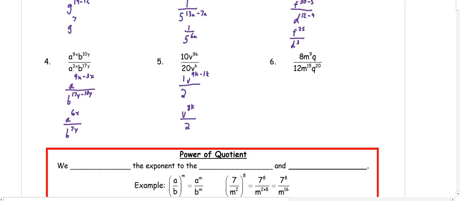Number 6, look at 8 and 12. I can take a 4 out of both to reduce. So that leaves me with 2 over 3. When I look at the m to the 15th is larger, so in my denominator, I'm going to do 15 minus 9. When I look at q, remember if there's no exponent, that's a 1. So 20 is larger, so again in the denominator, 20 minus 1. So this reduces to 2 over 3m to the 6th, q to the 19th.